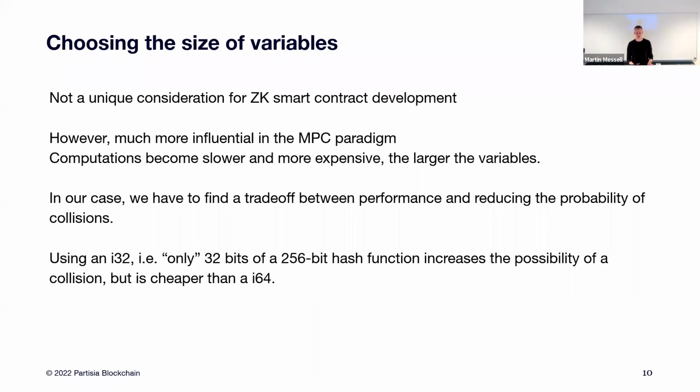So for instance, if we use the I32 as before, we only use 32 bits of, for instance, a 256-bit hash function, which will then increase the probability of a collision, but it is much cheaper than, say, a 64-bit number. So we have to keep this trade-off in mind. How much do we want to avoid collisions? Are we comparing billions and millions of IOCs, or are we comparing 10? How many bits do we need, and how fast do we want it to be? And then find the balance between those two.